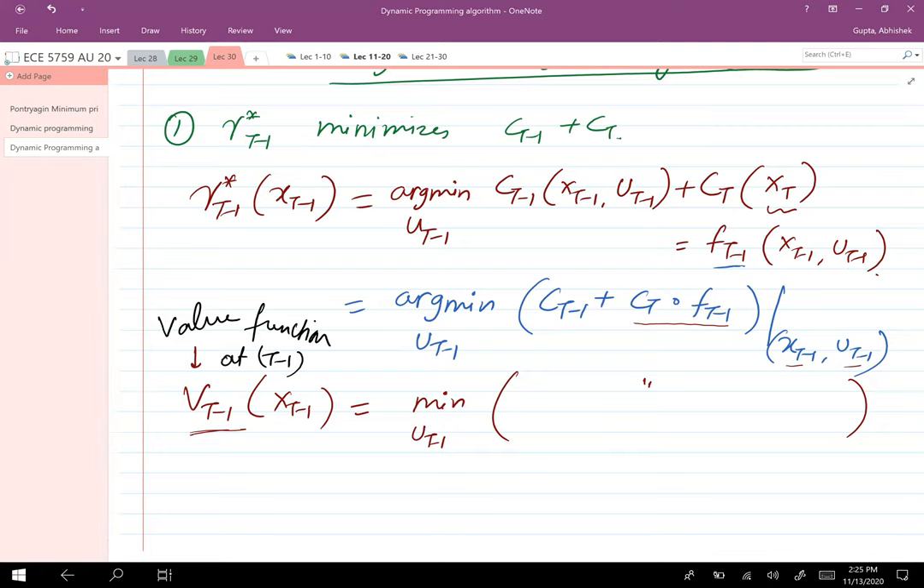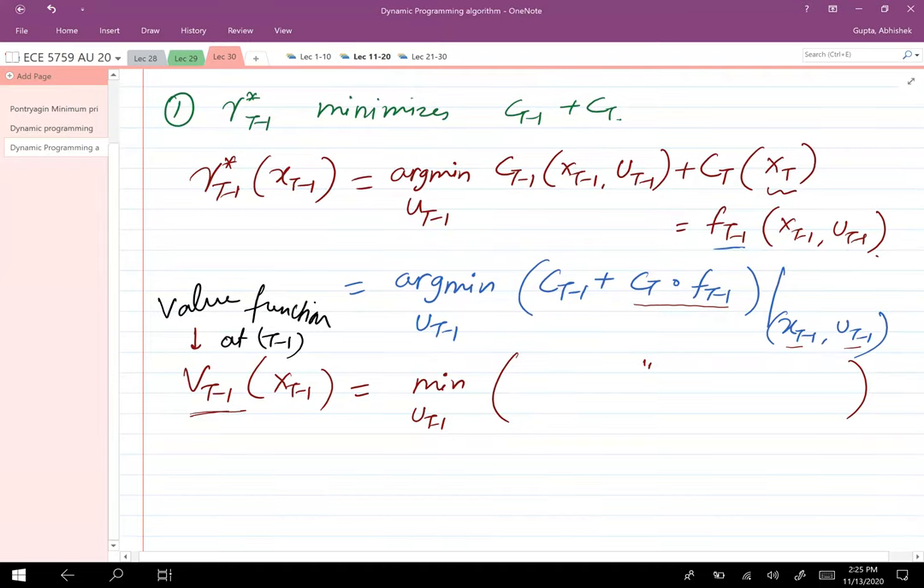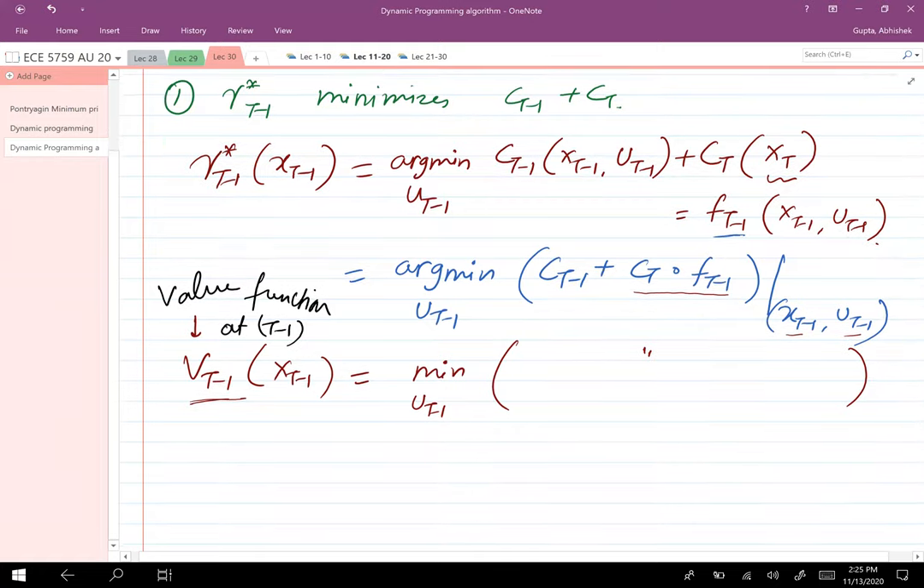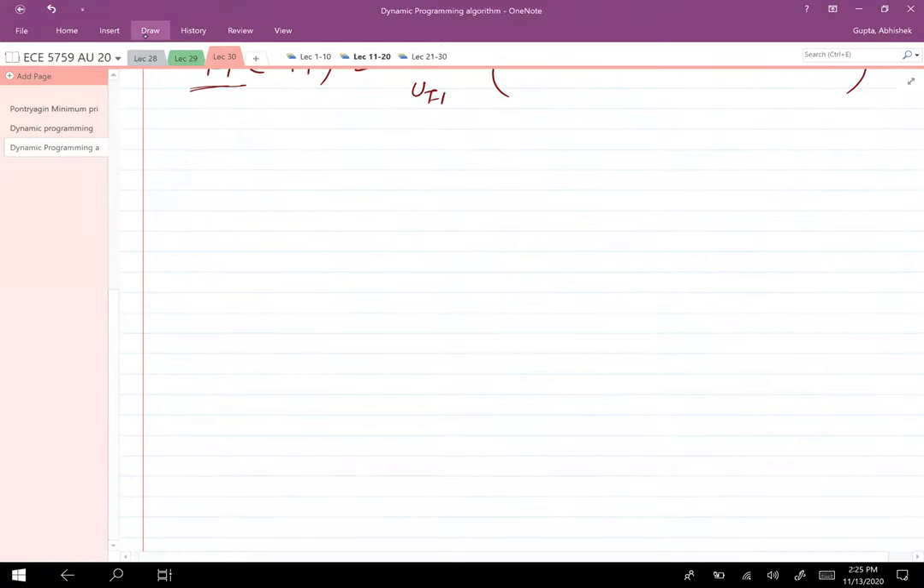Okay, so now I have solved the problem at time capital T minus 1. So let's move on to the next step where I need to solve for time t minus 2. Any questions so far on this computation of the value at time t minus 1? No? Okay. So let's move on to the second step.